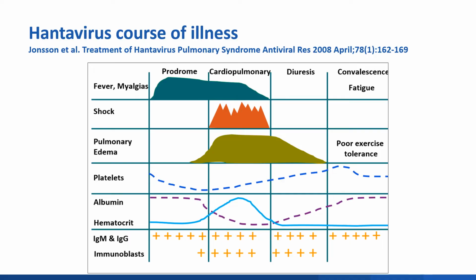Patients who survive the cardiopulmonary phase will enter the diuretic phase. Clinical improvement is usually rapid, and many ventilator-dependent patients can be extubated within a day or 2. Finally, the convalescent phase is characterized by weakness, fatigue, and poor exercise tolerance, and may persist for months or years.